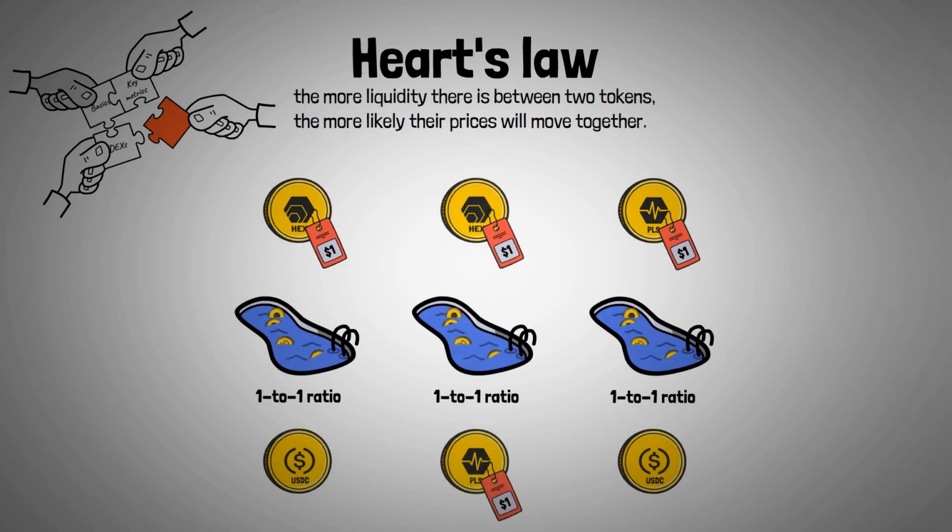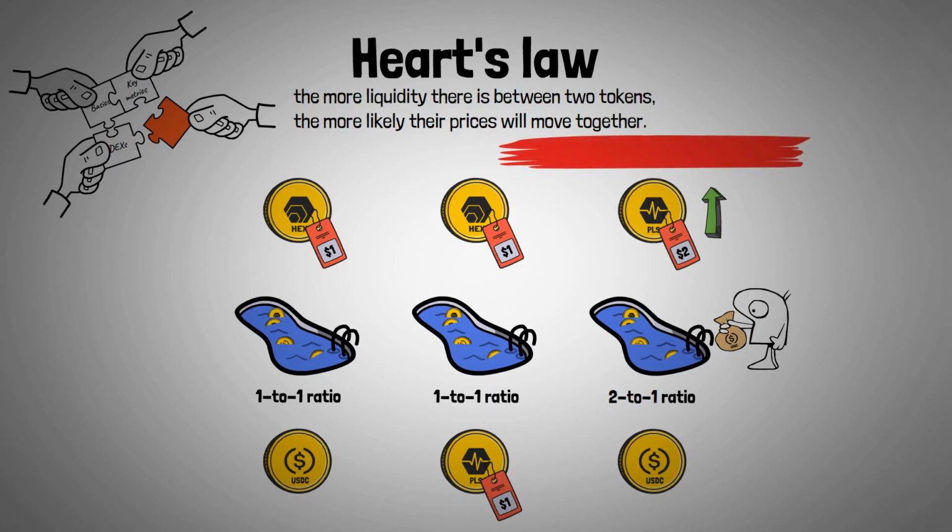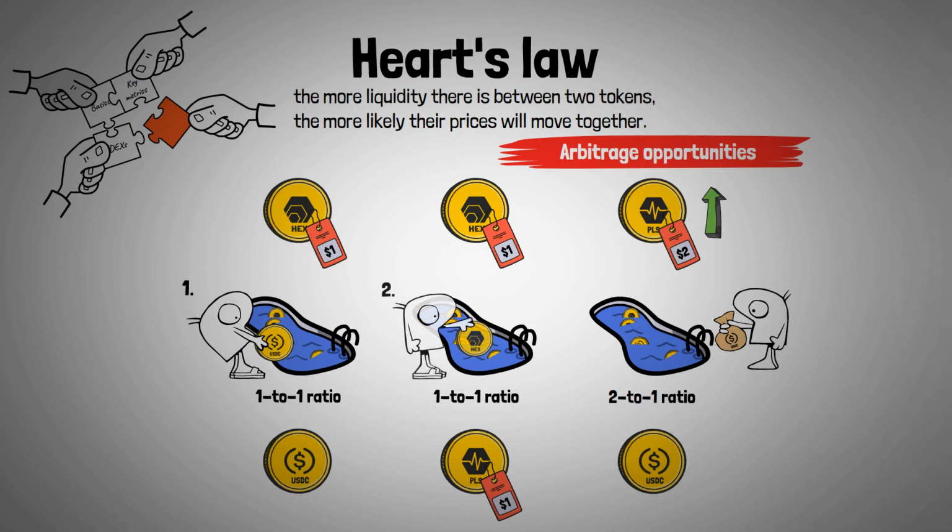If someone swaps a large amount of USDC for PLS, changing the ratio to 2-to-1, the price of PLS increases to $2. Since the other pools are still interchangeable at a 1-to-1 ratio, a discrepancy arises, leading to arbitrage opportunities. In this scenario, people can profit by buying HEX for $1 in the USDC and HEX pool, swapping the HEX 1-to-1 for PLS in the PLS and HEX pool, and then getting double the amount of USDC by swapping PLS in the PLS and USDC pool.